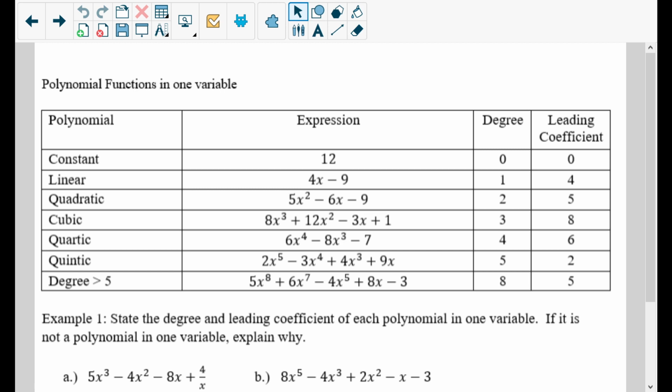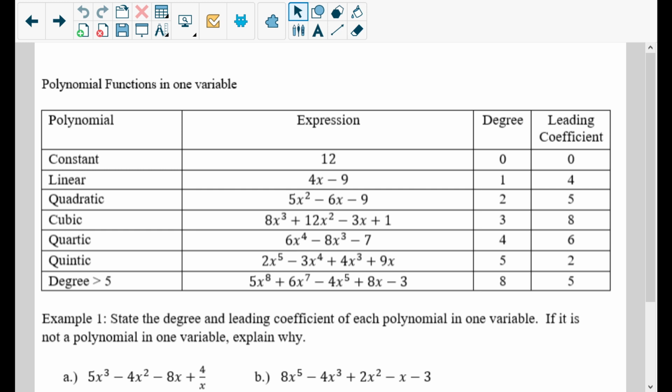variable. So linear, we have the 4x minus 9. So our exponent on the x is a 1, so our degree is 1. Leading coefficient is the number in front of that x, is 4. Quadratic, the x squared, so degree is 2. Leading coefficient is 5. Cubic is x to the third power, so third degree. And the leading coefficient there is the 8. That's in front of the x to the third.